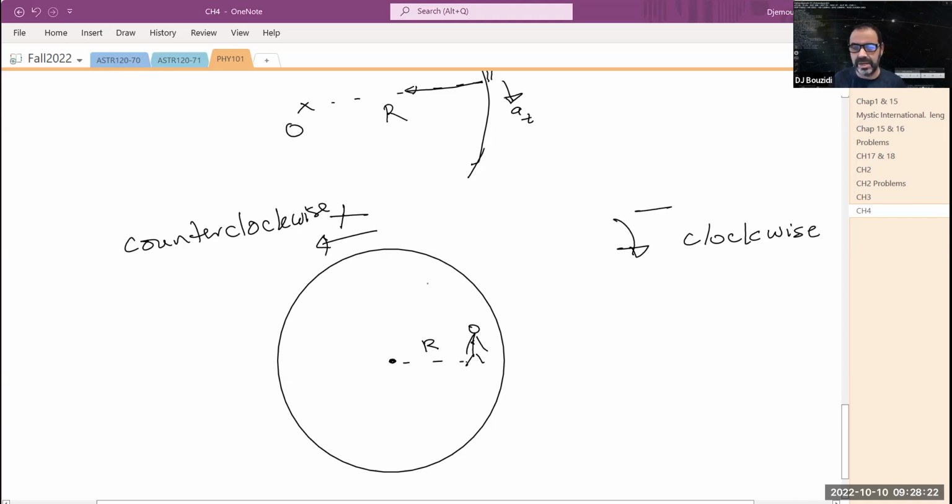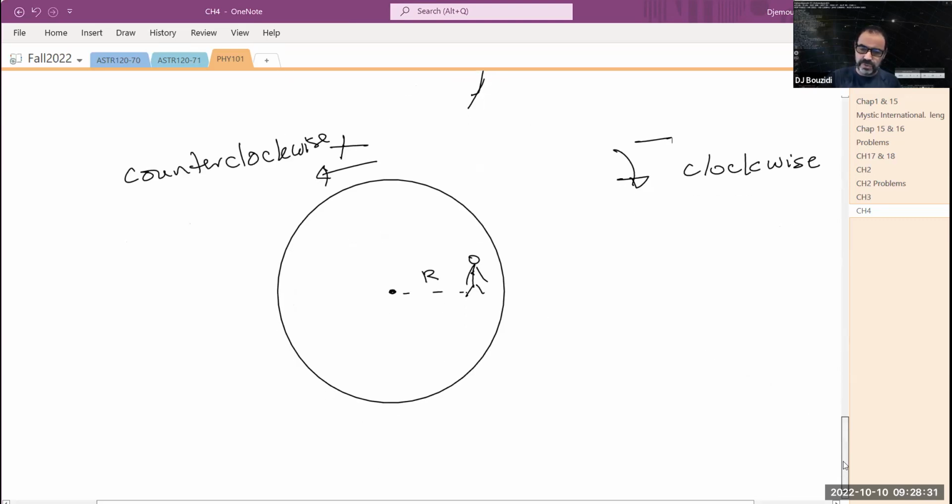So I'm thinking that this merry-go-round is going positive. It's turning basically against the clock. That is a convention that people have agreed on. So if you stand in there, and you can do this experiment actually when you go to the park tonight or whenever you have a chance.